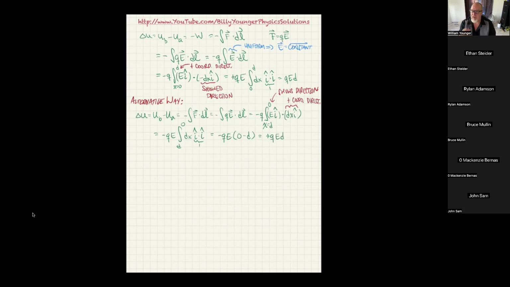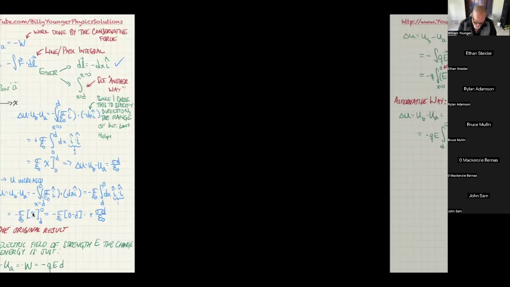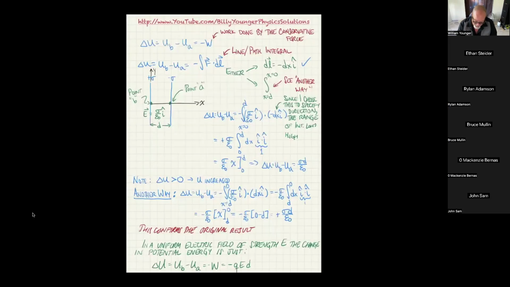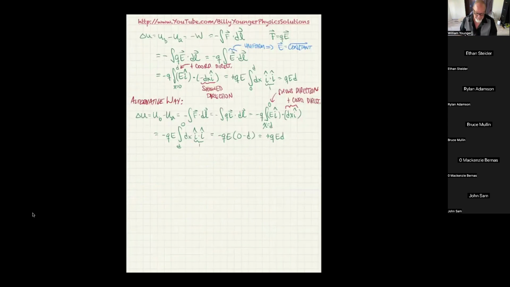The main thing that I'm trying to get with this line that I wrote down here is when you have the electric field as uniform, then the change in potential energy will just be the force times the distance. And the force is QE and the distance is D. So the QED is really what I'm trying to get out of it. Okay. Anybody have any questions on that?